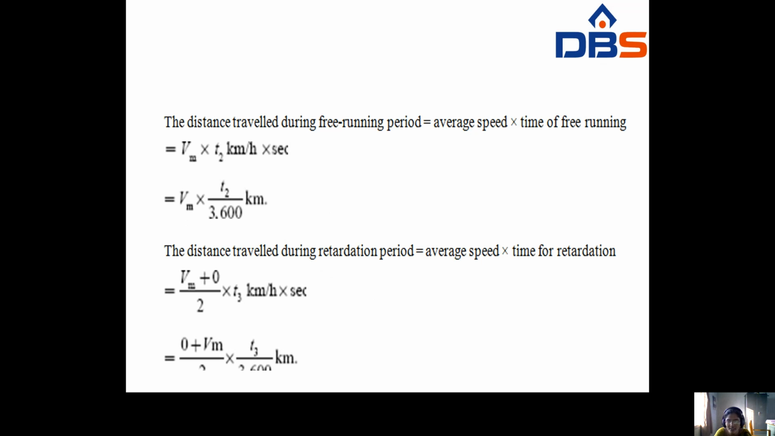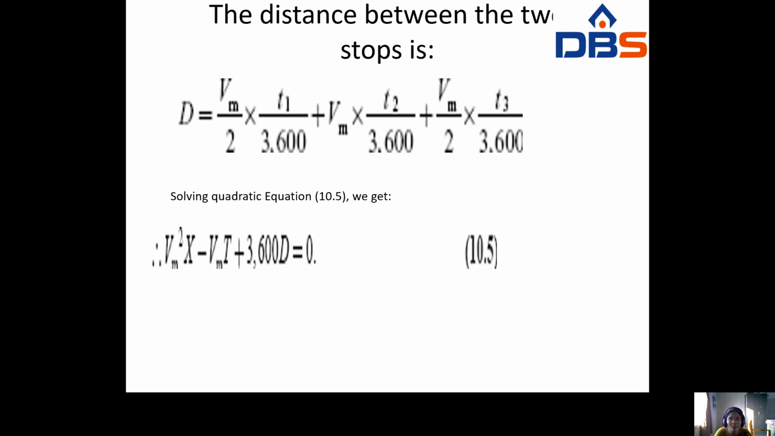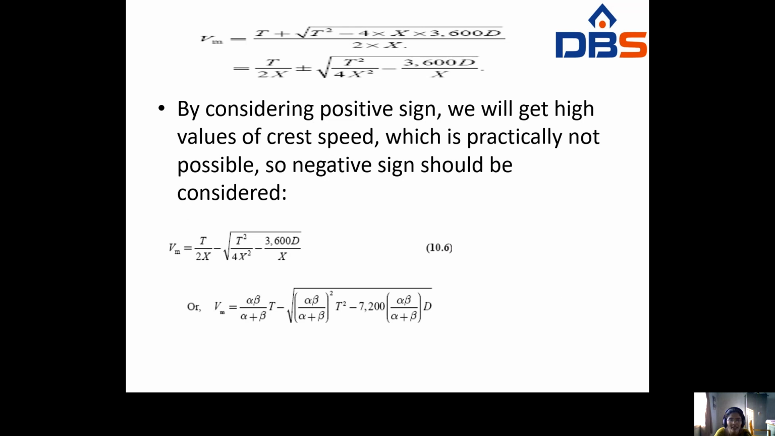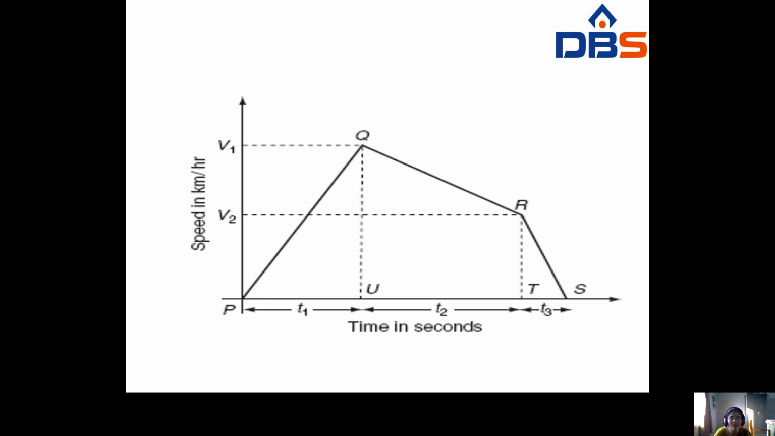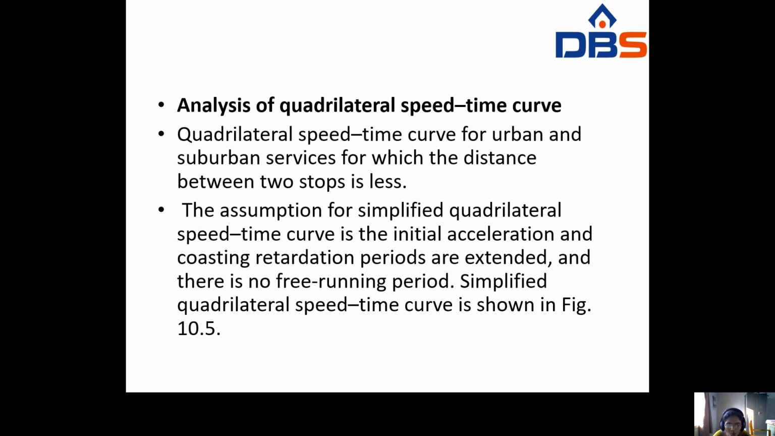In the previous class we discussed the trapezoidal speed time curve. Now in this class we are discussing the analysis of the quadrilateral speed time curve. The quadrilateral speed time curve is for urban and suburban services, for which the distance between the stops is less. The trapezoidal speed time curve is mostly used for mainline services.